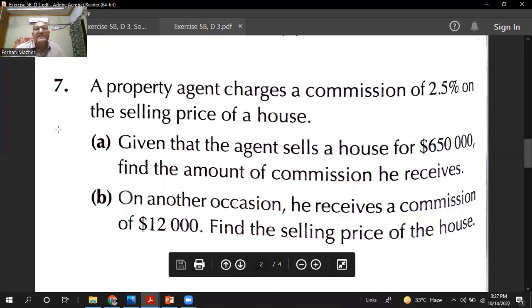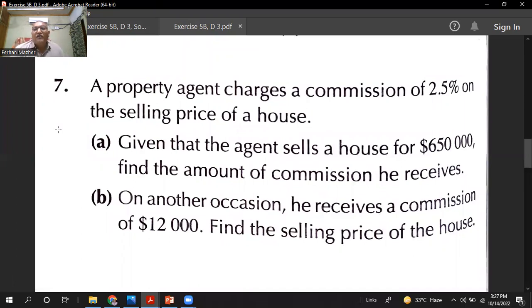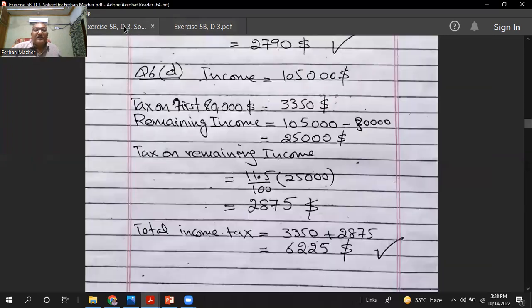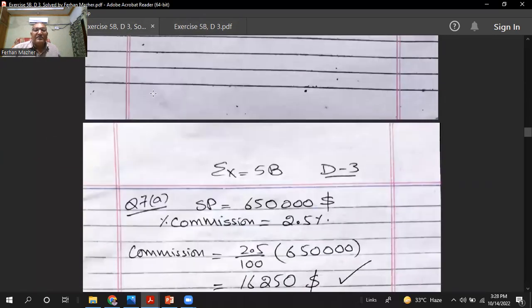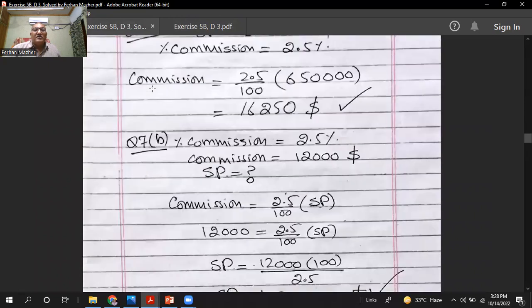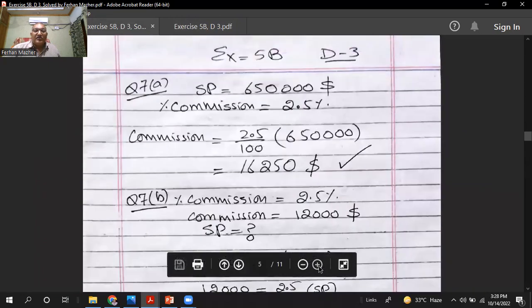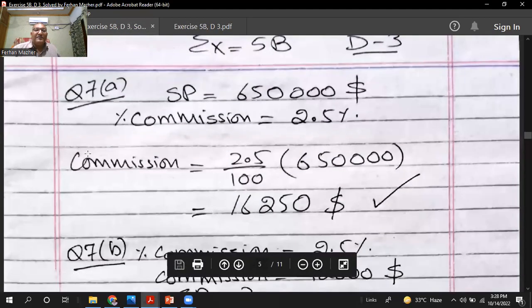He says a property agent charges a commission of 2.5% on the selling price of a house. Given that the agent sells the house for $650,000, find the amount of commission he receives. Okay, so the commission is 2.5% of this amount. Very simple, straightforward question.